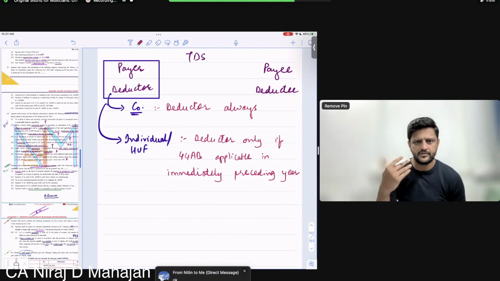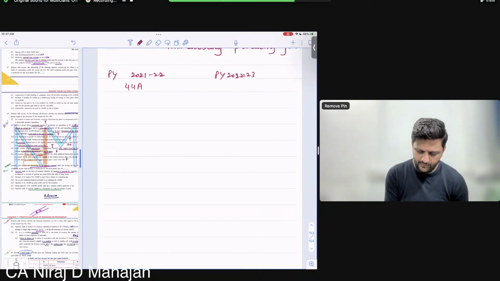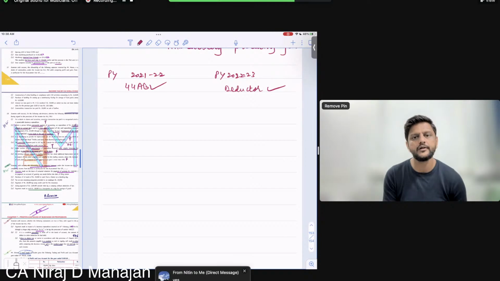Again, I'm just giving you a simple example. Let me use the word PY here. PY 21-22, and we are in the current year 22-23. Here 44AB is applicable, so he is a deductor. Here, in the earlier year, 44AB was not applicable, so he is not a deductor in the current year.